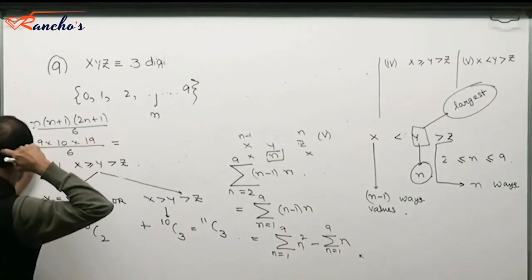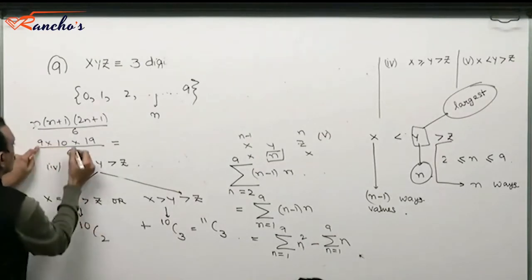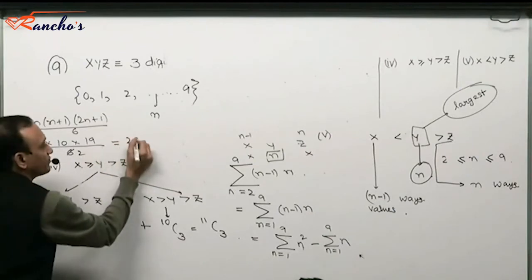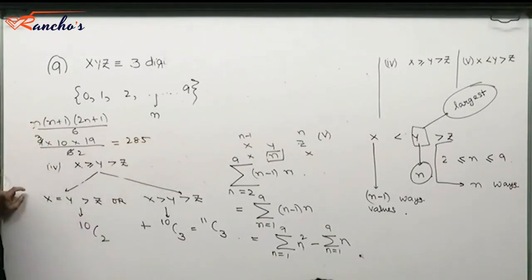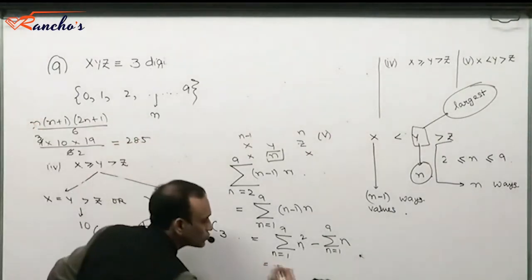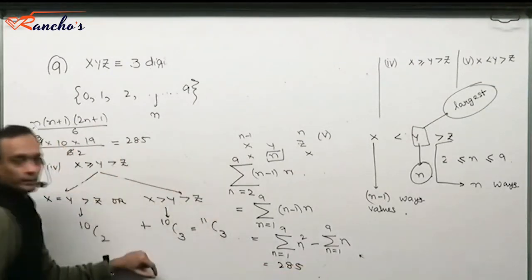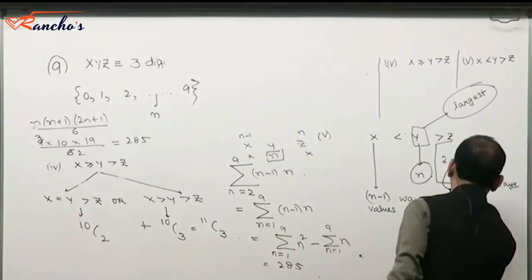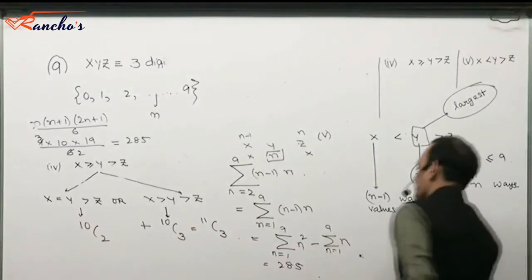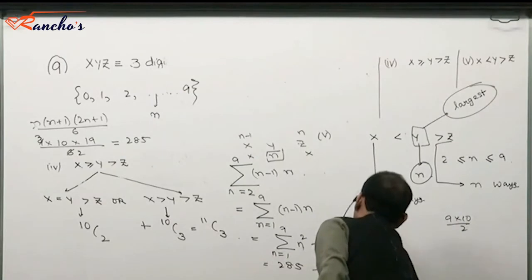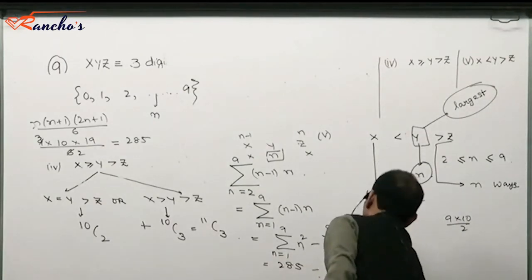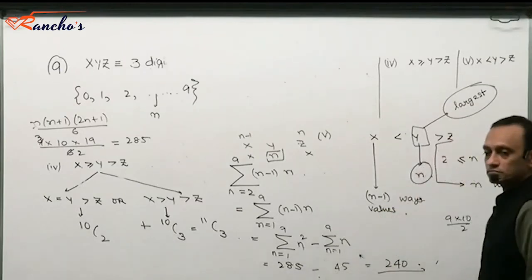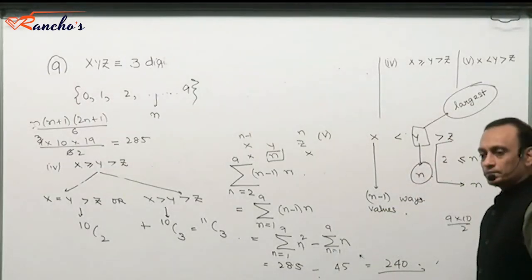How much is it? 570 by 2, 285, right? So this term turns out to be 285. Minus the sum of the first 9 natural numbers, which would be 9 into 10 by 2, which is 45. So minus 45, that makes it 240. 240 is the required count. Got me?